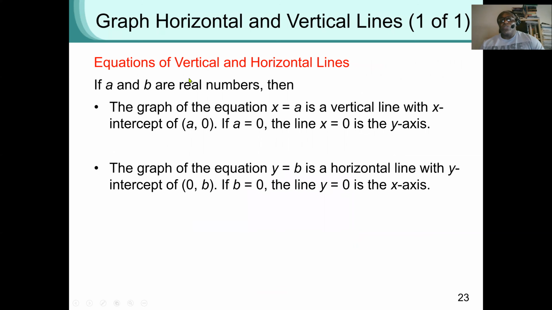Now, equations of a vertical and horizontal line. Here we say that if A and B are real numbers, then the graph of the equation x equals A is always a vertical line, as we see in the example. The same thing applies if the graph of an equation is only y equals B, there is no x value or no x variable, then it will be a horizontal line.